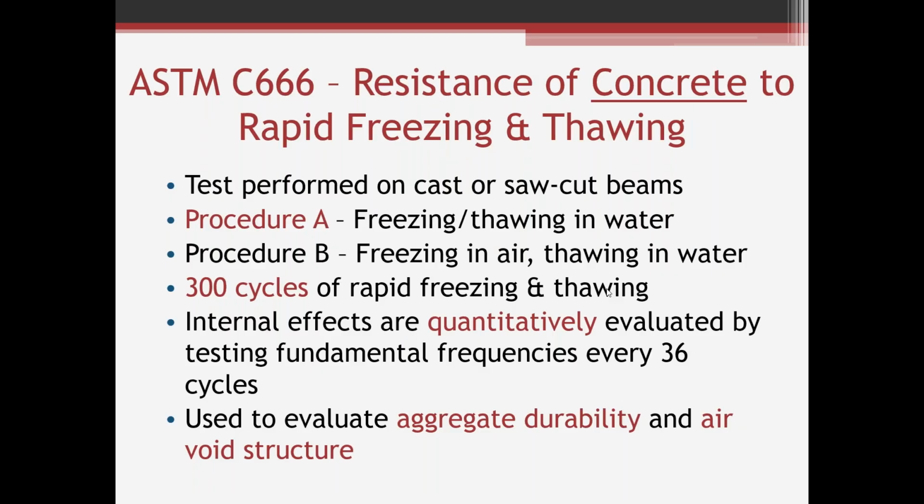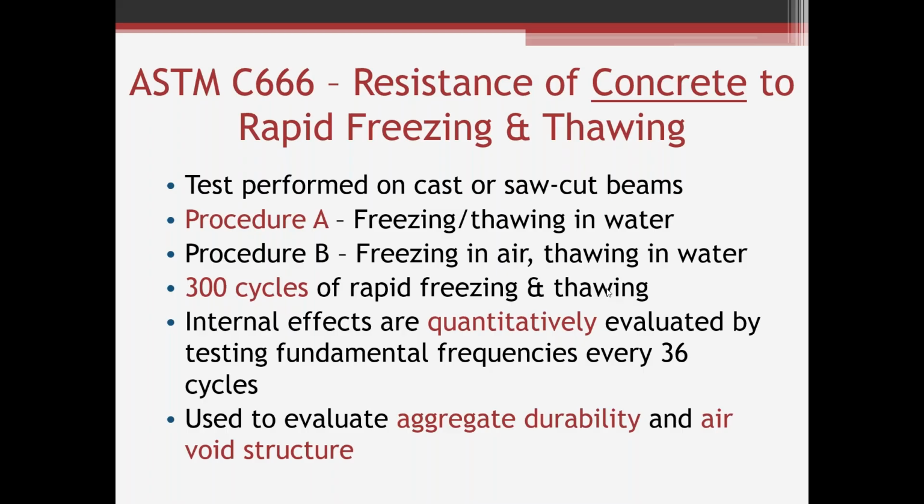Next test, ASTM C666. That's the resistance of concrete to rapid freezing and thawing, and I've got concrete underlined there because it's not a test that's done just on the aggregate itself. A lot of these other tests, the aggregate's isolated, and we're testing the aggregate. Here we're testing the whole concrete matrix with the aggregate in it. Typically done on cast or saw cut beams.